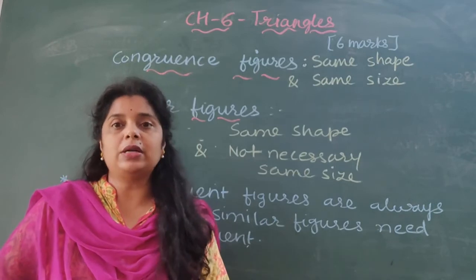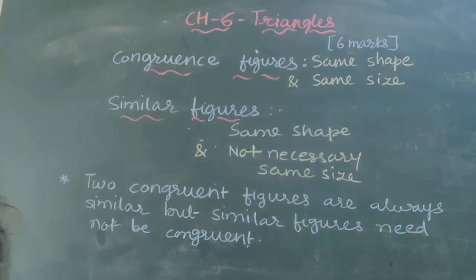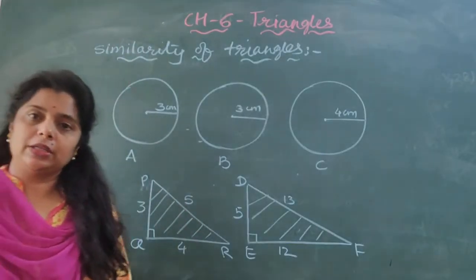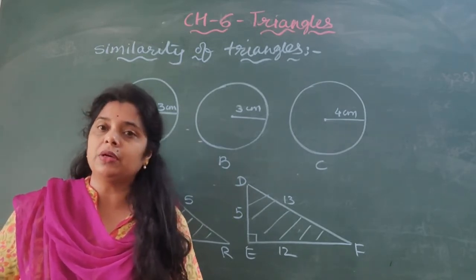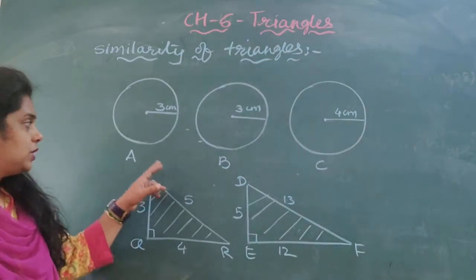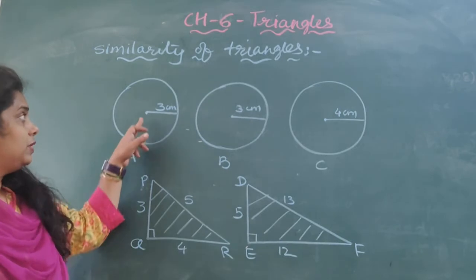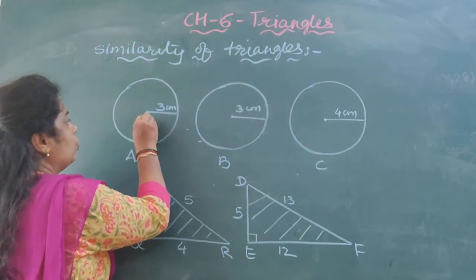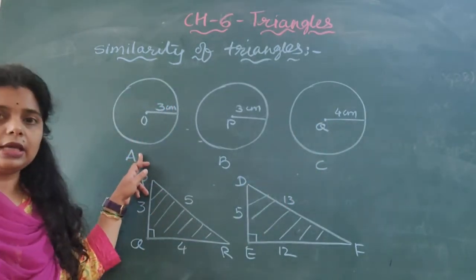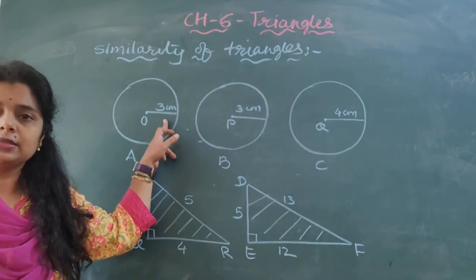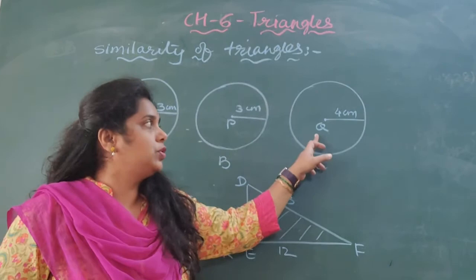Is it clear? Now let's start the main topic, similarity of triangle. I am showing you another example so you can get exact idea what is the difference in congruent figure and the similar figure. As you see, I have drawn here three circles having centers O, P and Q. Okay, so the circle A having center O has a radius 3. Here, the circle having center P has radius 3 and having center Q it has radius 4.